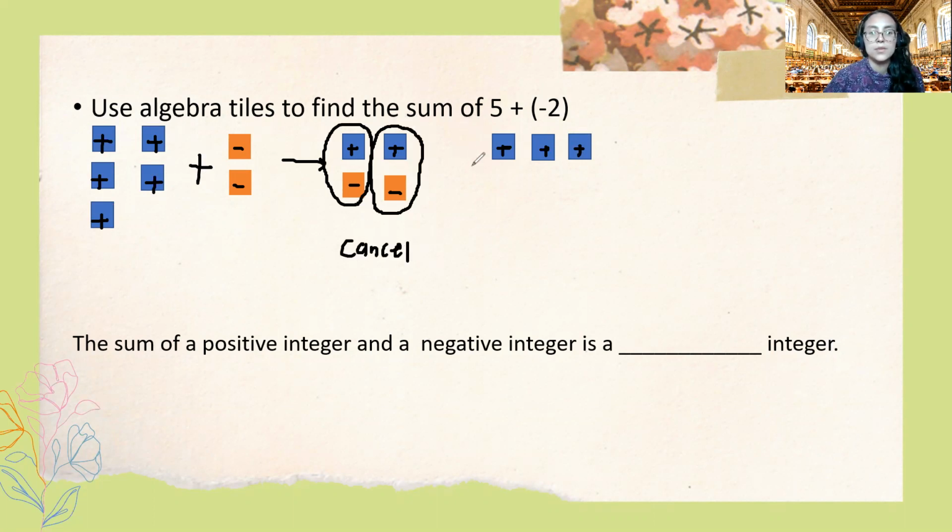Okay, so what is left over? What do you see is remaining? 3 positive blue tiles, right? So 1, 2, 3. So our answer would be +3.